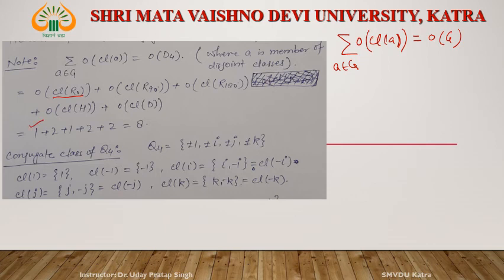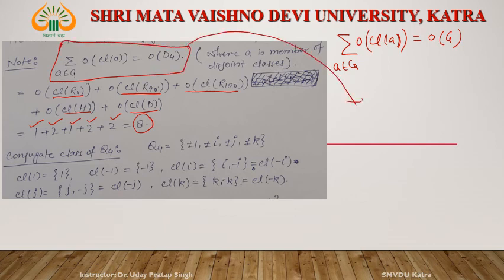What is CL of R90? It contains two elements, R90 and R270, that is 2. What is CL of R180? It contains one element, that is 1. What is CL of H? It contains two elements, H and V, 2. What is CL of D? D and D dash. It contains two elements. What is the sum? The sum is 8.